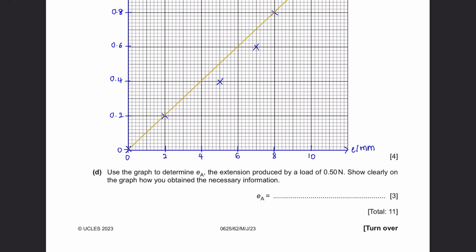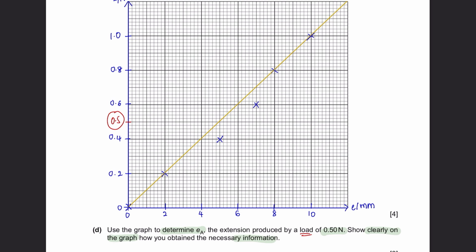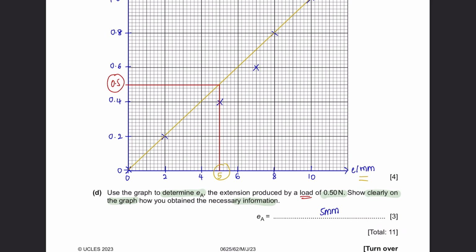Question D. Use the graph to determine EA, the extension produced by a load of 0.5 newtons. Show clearly on the graph how you obtain the necessary information. So at load y equals 0.5, draw a straight line until it touches the graph and identify where it connects at the x-axis. For me, it connects at the point of 5 millimeters. According to your marking scheme, any values from 5 to 5.4 millimeters is acceptable.